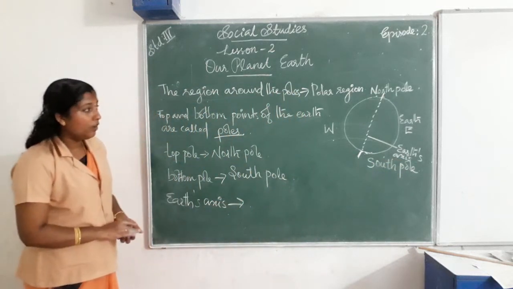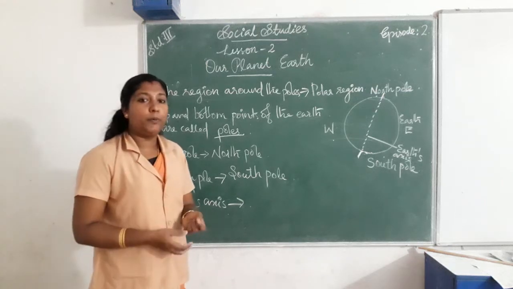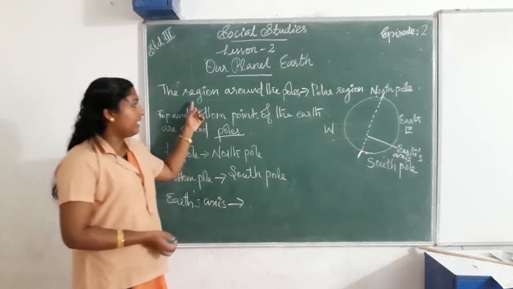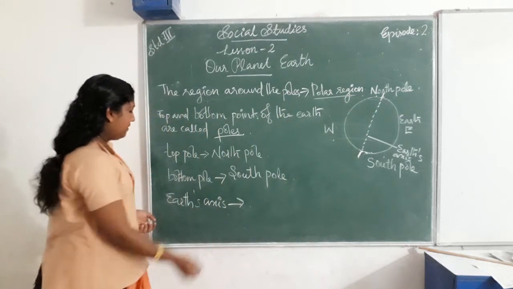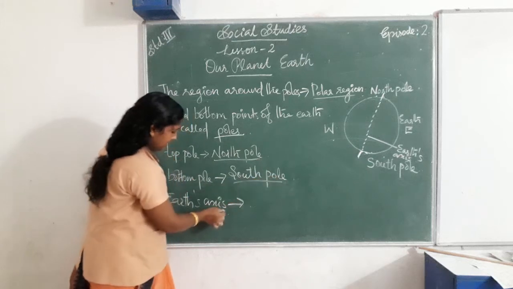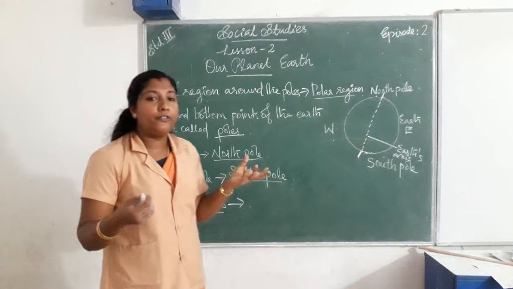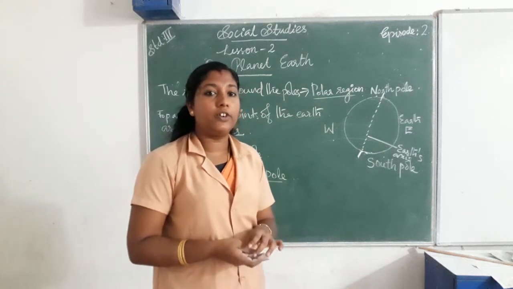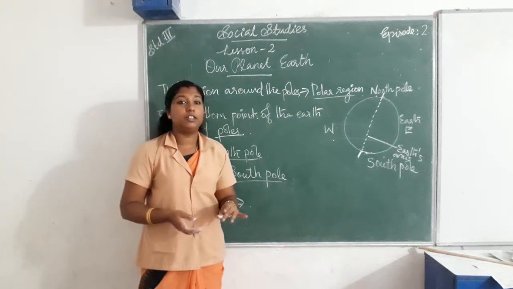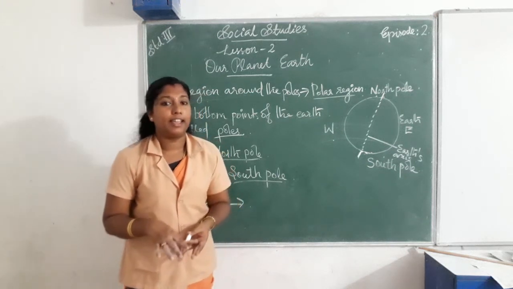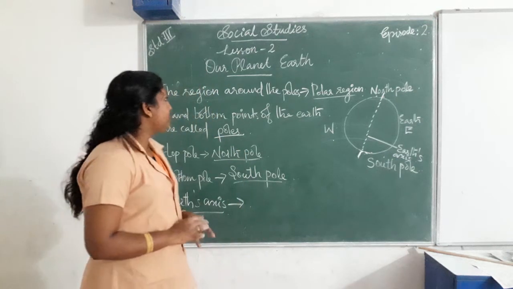Okay, all of you understood? The two poles, North Pole and South Pole, then polar region, then Earth's axis. Then once again, what is the shape of Earth? The Earth is round in shape. Who discovered the Earth is round in shape? Ferdinand Magellan.